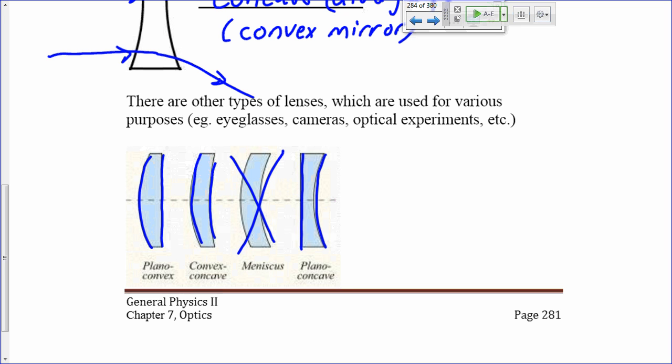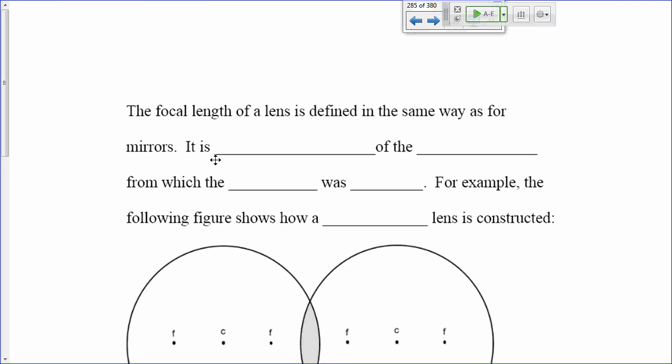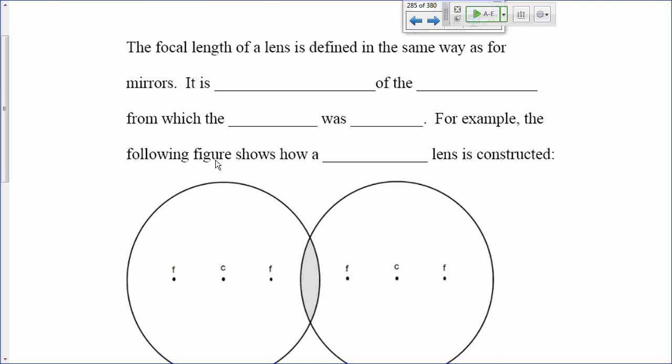So we're just going to deal with concave and convex. Those are sometimes called biconcave or biconvex. That just means that they're concave on both sides or convex on both sides. All right, and then just like we had with mirrors, we can define the focal length in two ways. It is half the radius of curvature.